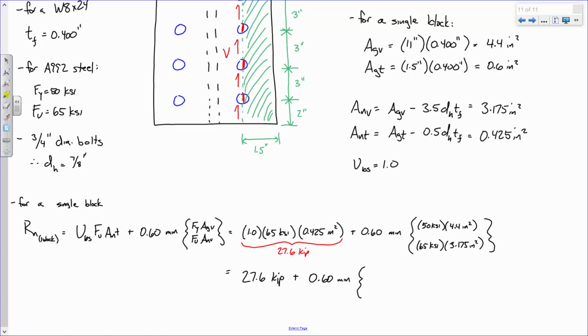So let's do each one. So what's 50 times 4.4 and 65 times 3.175? Do each one separately. So what's the first one? 50 times 4.4. I think I can do that one in my head. That's what, 220? So this is 220. And what are the units? That's KSI times inches squared. So it's kips. And then 65 times 3.175. So we'll say, like, what, 206.4?